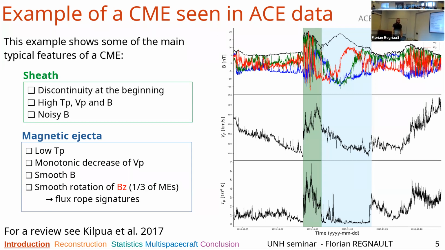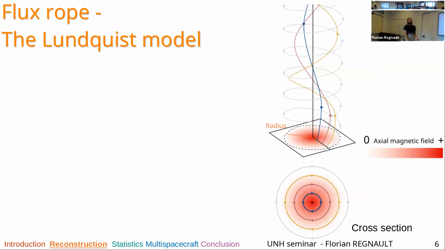Okay, so if you ask someone working on CMEs what the shape of the magnetic field of the CME is, he will answer you, well, flux rope. But the thing is that there are lots of models of flux rope. As an example, I'm going to use a very famous one that has been widely used to describe CME magnetic field structures, called the Lundquist model.